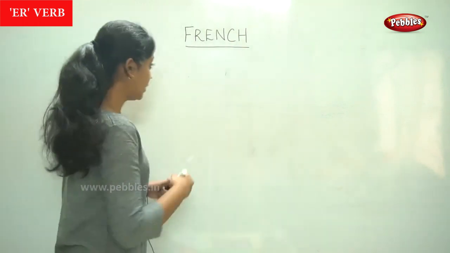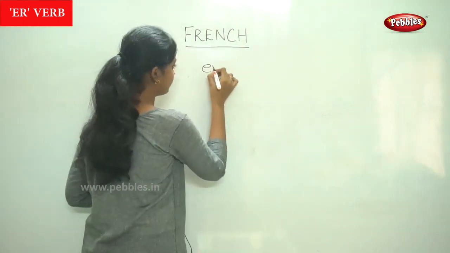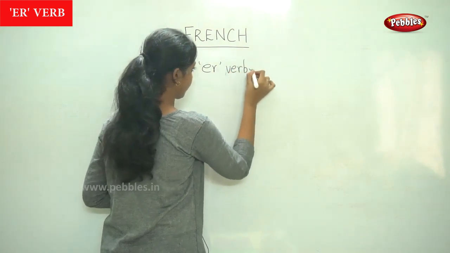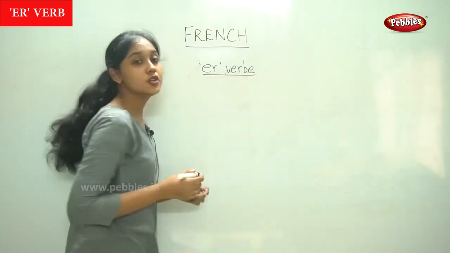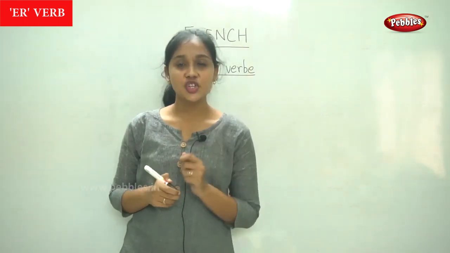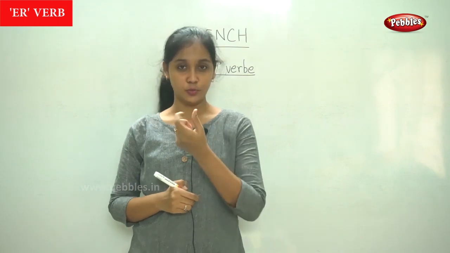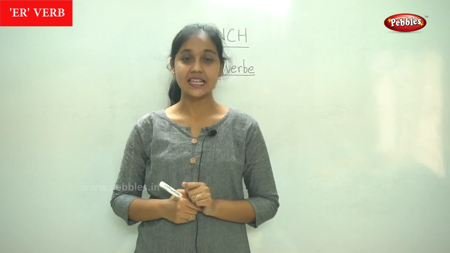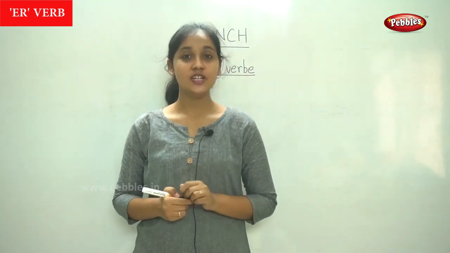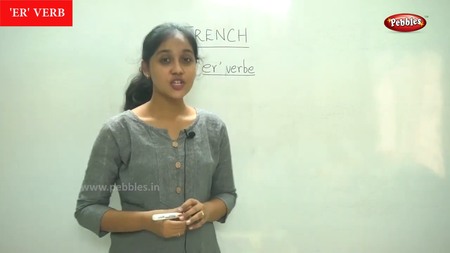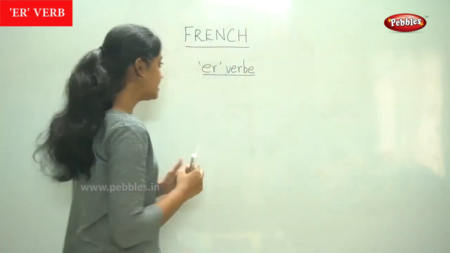We will begin with the ER verb. You all know the conjugation for the ER verb. To conjugate an ER verb, we will remove ER and replace it with certain endings. I am sure you remember it. Let us try to conjugate some of the ER verbs. I will give you two examples.